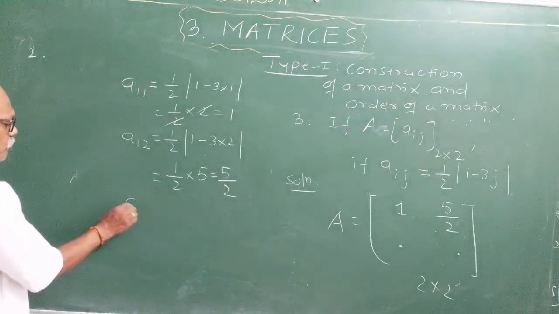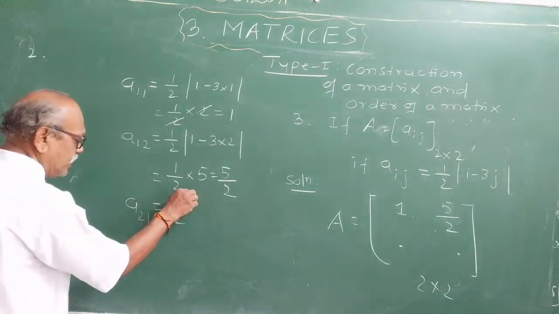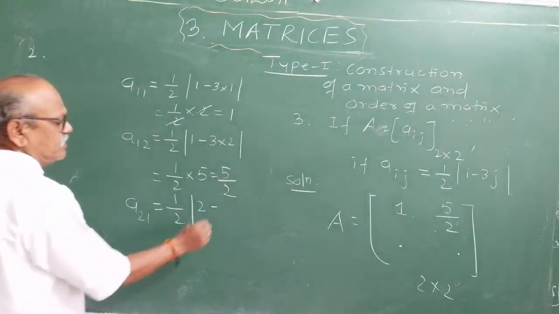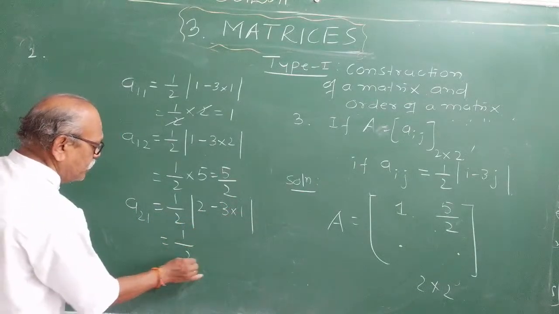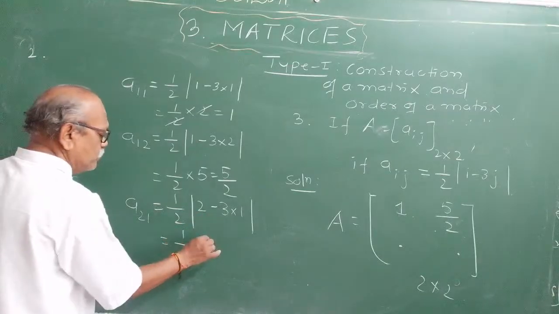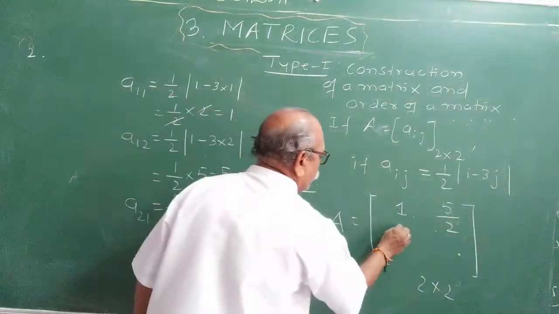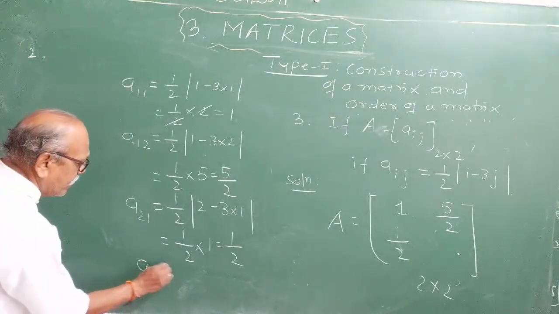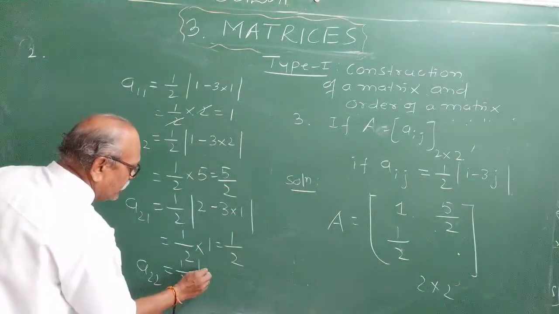Next, second row, first column. 1 by 2 into bracket, that is modulus of i. What is i? 2 minus 3 into, what is j here? 1. Try to understand. 1 by 2 into modulus of 2 minus 3, which is minus 1. You will get 1 only. The answer will be 1 by 2. Here you are getting 1 by 2. So that is the second row, first one. Second row, second column is obtained by taking modulus of i. What is i? i is 2.